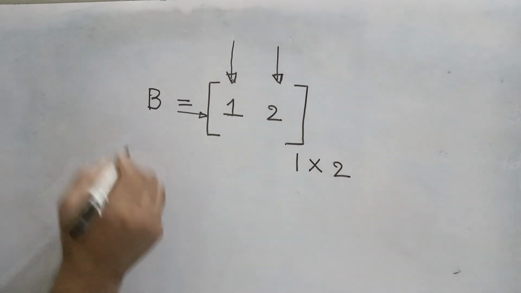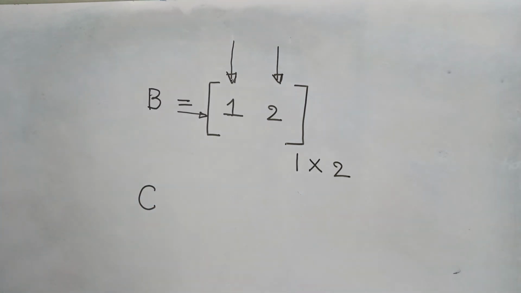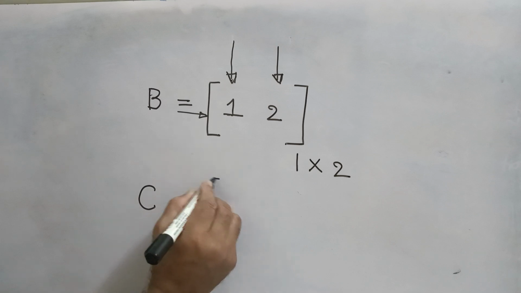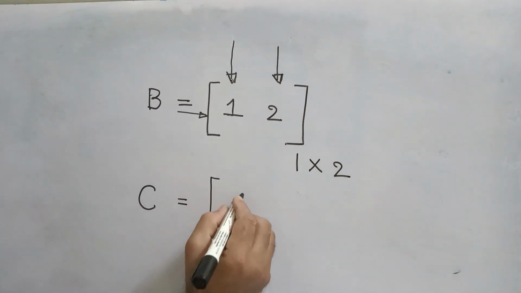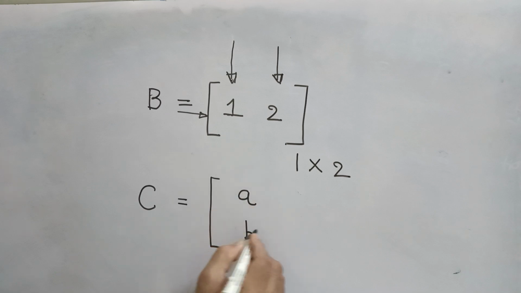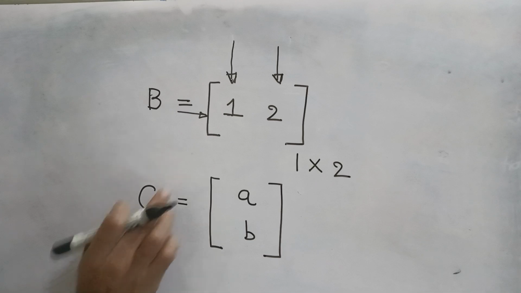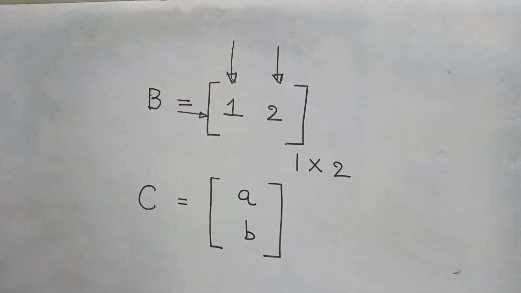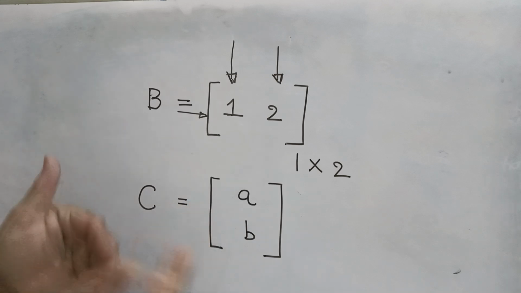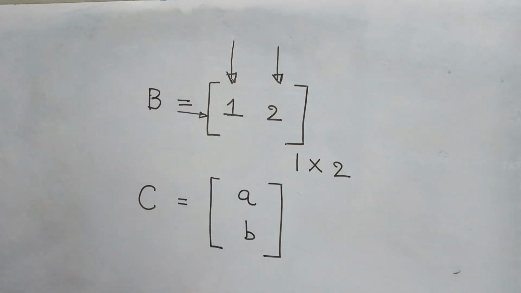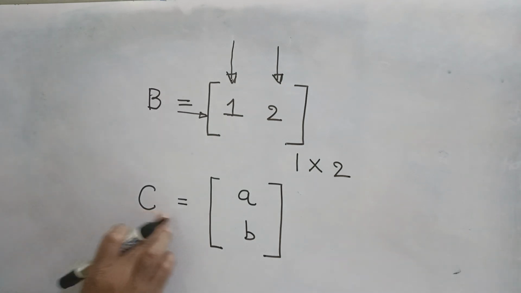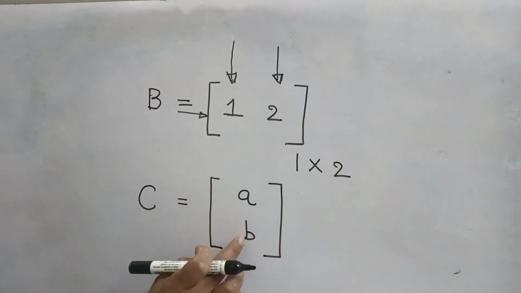Say, for example, let us consider one more. I am considering another matrix, and I'll call it C. C is equal to, for a simple example, small alphabetical letters A and B. So this is another example. C is equal to, I am writing like this. This is also one form of the matrix. So C is equal to, in the square brackets, I am writing A, B.